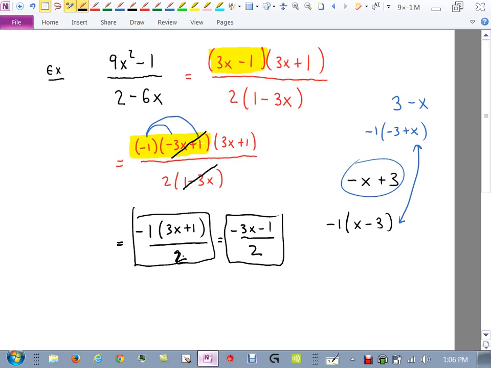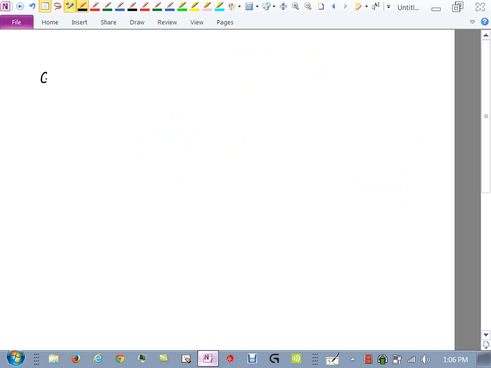This is a really important example because it illustrates how we can use that negative 1 factored out to make things cancel out. Let me give you another one. What about 2x squared minus 7x plus 1 over negative 1 plus 7x minus 2x squared?